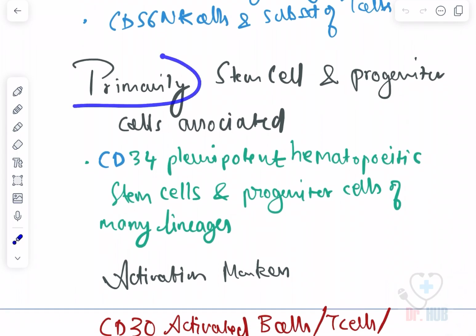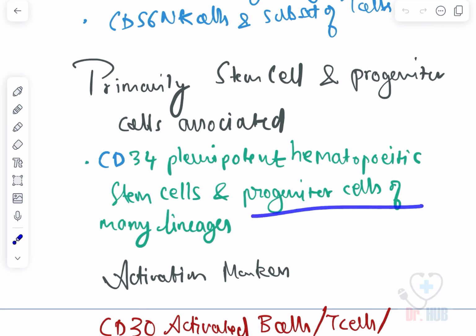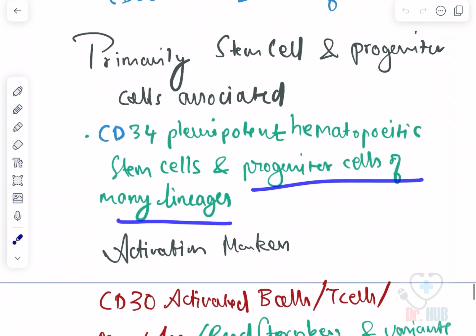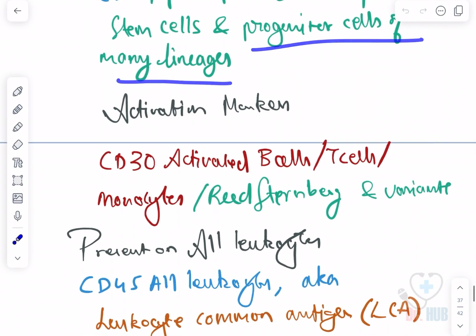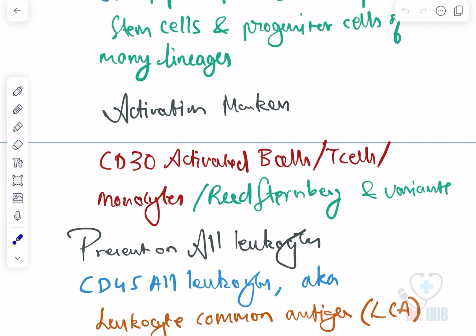Then primarily the stem cell and the progenitor cells associated. This includes the CD34, that is the pluripotent hematopoietic stem cells and the progenitor cells of the many lineages. Next, focusing on the activation markers. This includes the CD30, activated B cells, T cells, monocytes and the Reed-Sternberg cells and the variants.